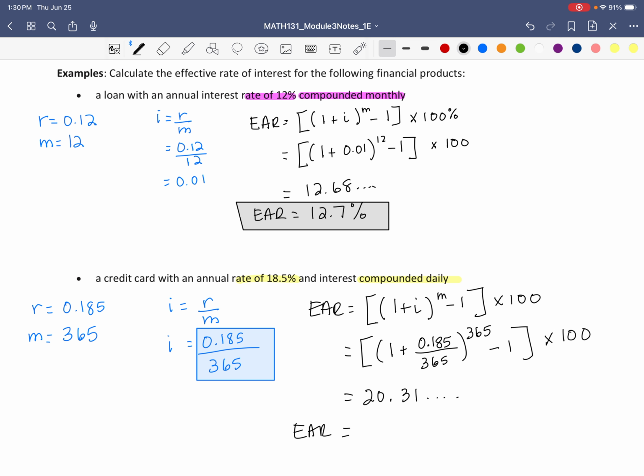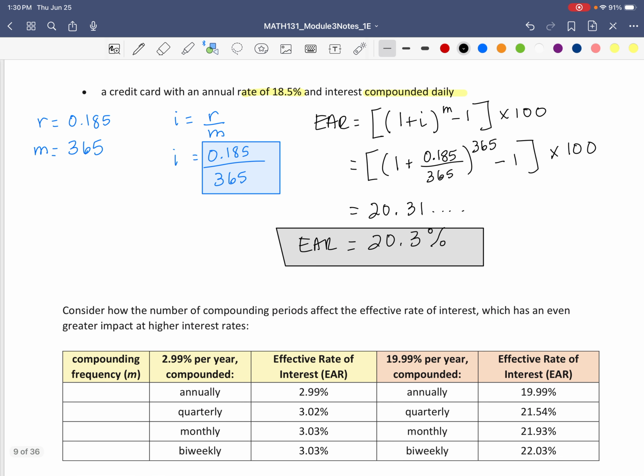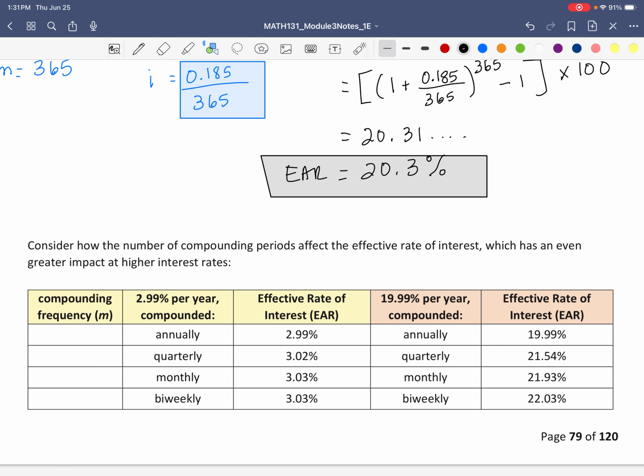Remember, it's a percentage, similar to above. So we're going to get an answer of 20.3%. So look at this answer. Even though your credit card says you're only paying a rate of 18.5%, actually with that compounding, especially daily, you're really paying much more than that. You're paying 20.3% on your balance. All right, so this is a great example of showing how when we increase the compounding periods, it in essence increases how much our effective rate of interest is.